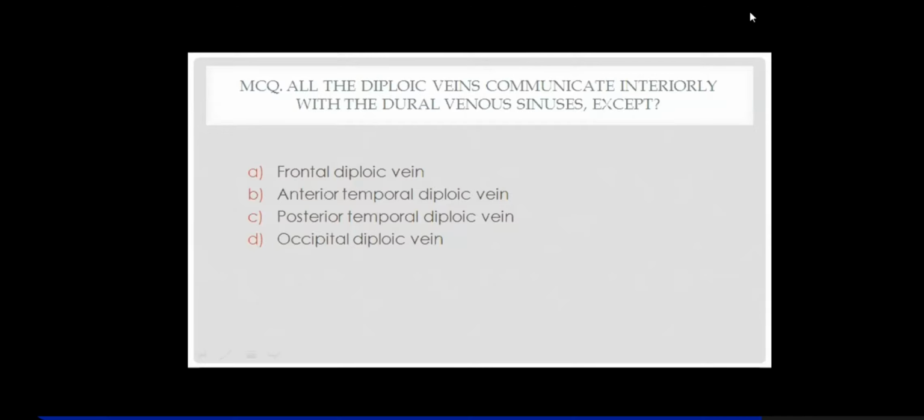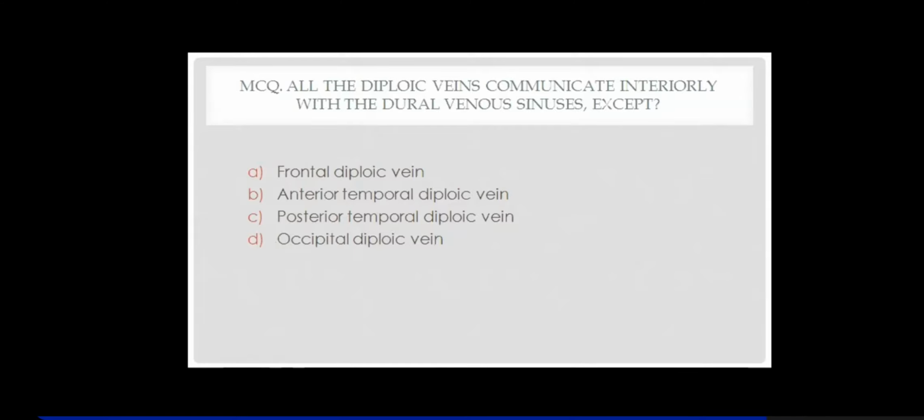And the question here is that all the diploic veins generally communicate interiorly with the dural venous sinuses, except... you just have to tell the diploic vein which is draining outside the skull. Got it? So the options are frontal diploic vein, anterior temporal diploic vein, posterior temporal diploic vein, occipital diploic vein. Let me tell you, all of them are paired. Actually, there are lots of unnamed diploic veins, but here there are 4 pairs of these diploic veins. So out of these, which is draining outside the cranium?